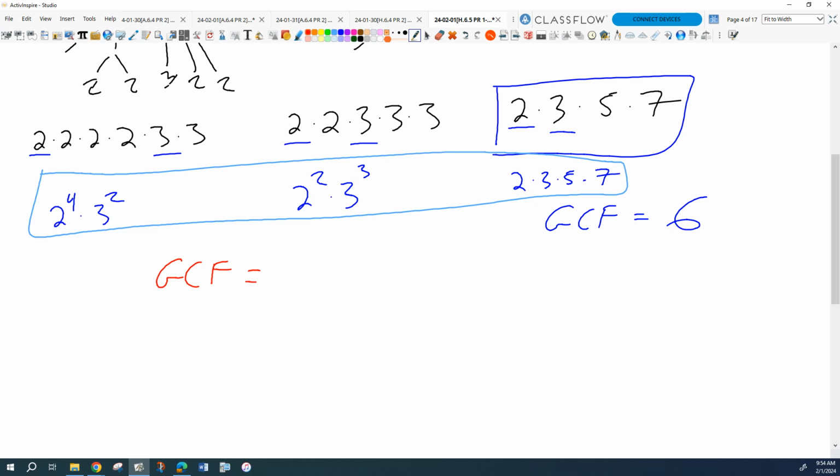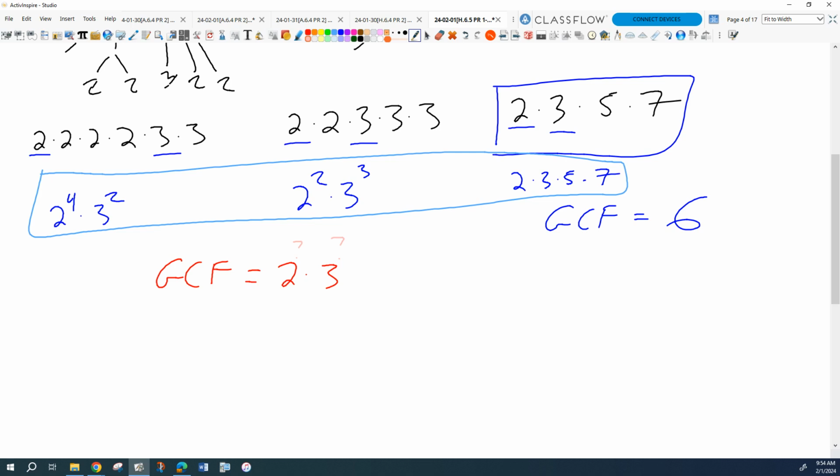I probably need to find, first of all, what are the like bases, right? I've got powers of prime factors, but which bases appear in all of those? Looks like I've only got 2's and 3's, right? So I know I've got the bases 2 and 3, but I need to know what powers am I able to use?